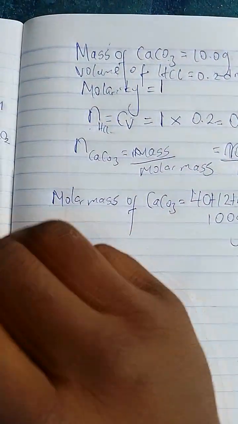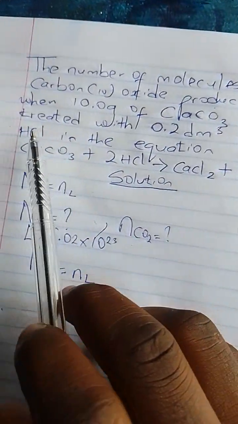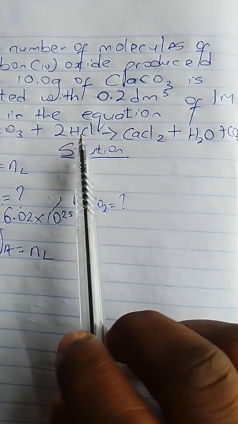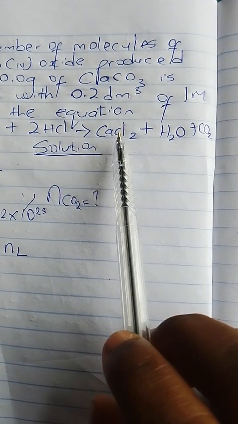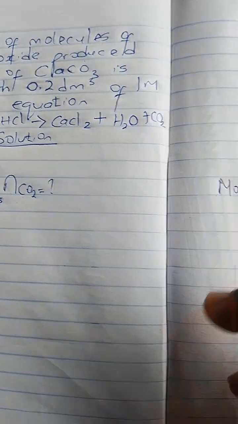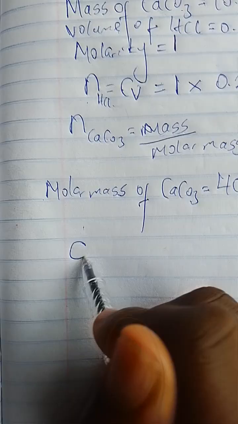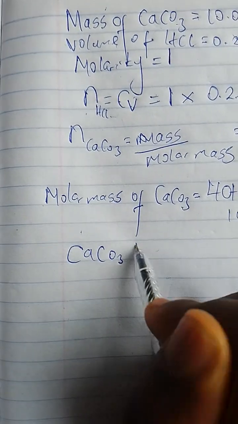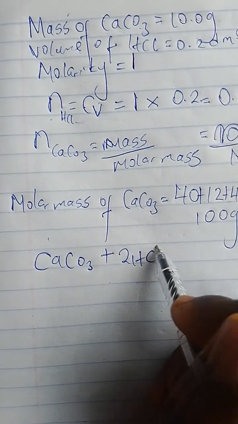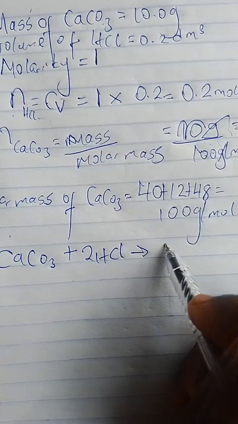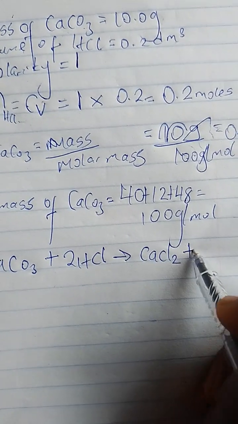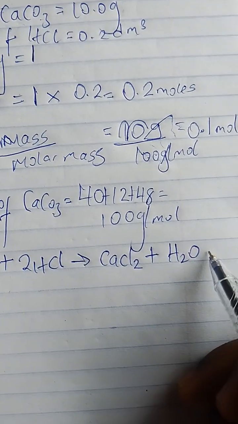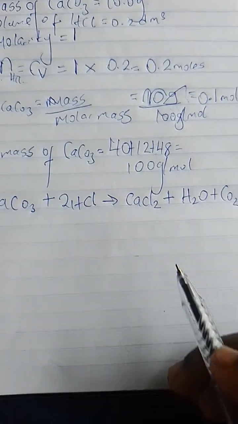Now you can see in the question we have the moles of limestone and the moles of hydrogen chloride. Now let's bring out our equation. You can see it here. Limestone reacting with excess hydrochloric acid to give calcium chloride plus water plus carbon dioxide. Okay, limestone reacting with excess hydrochloric acid to give us what? Calcium chloride plus water plus carbon dioxide.